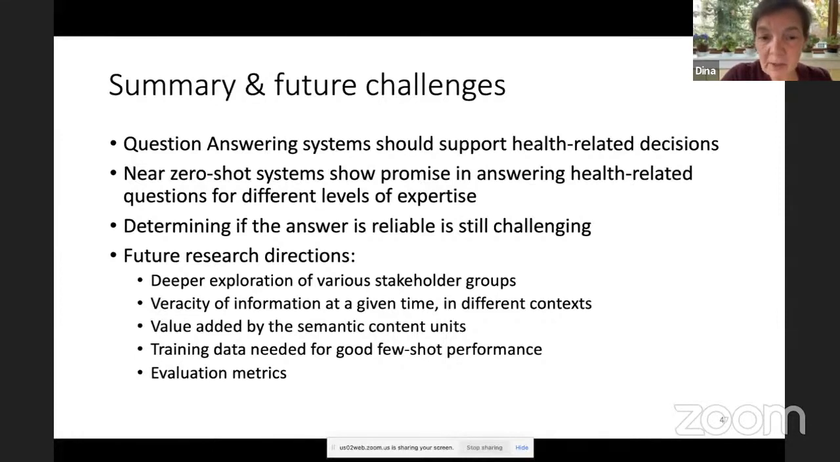And determining if the answer is reliable and comprehensive is still a challenge. So in the future, I think we should work more on exploring different stakeholders and their needs, the truthfulness of information, and the value added by that knowledge, like the question, focus, and type. But I'm sure there's some other knowledge that will be very helpful in improving the systems. And how much training data do we actually need for good few-shot performance?